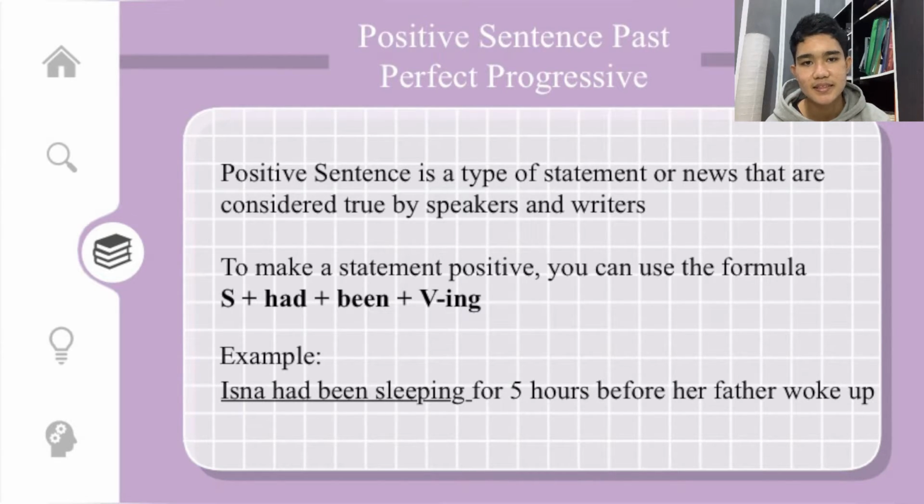A positive sentence is a type of statement or news that is considered true by speakers and writers. The formula for the past perfect continuous tense is very simple: subject plus had plus been plus verb ing. For example, Isna had been sleeping for 5 hours before her father woke up. The formula will not change even if we use a singular or plural subject.